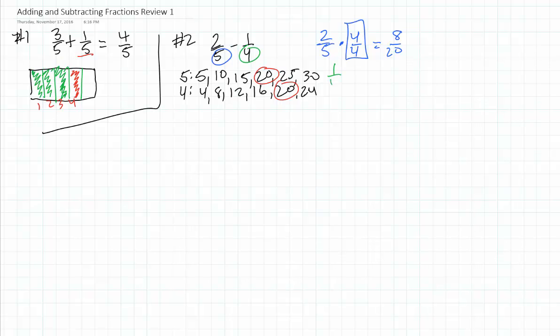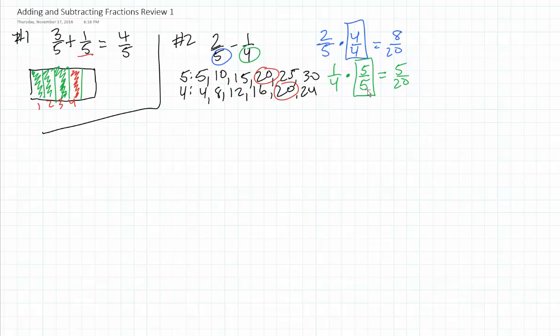The 1/4, well, same idea. 4 times what equals 20? Okay, well, 4 times 5 equals 20. So we have to multiply the top by 5. 1 times 5 is 5.